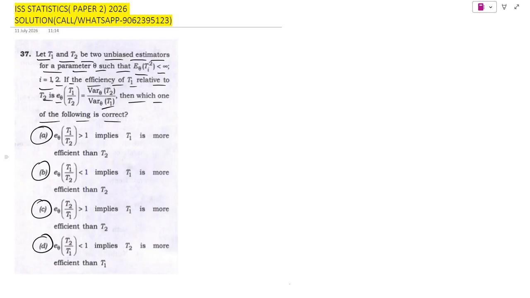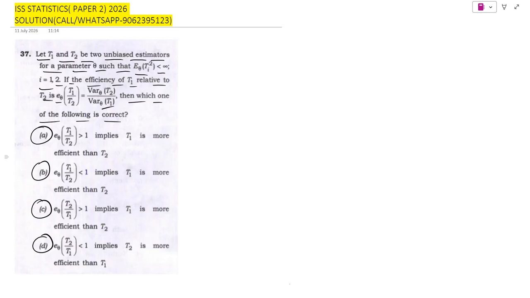Whenever you hear the word efficiency, don't think about formulas first. Think about precision. Imagine two archers aiming at the same target. One shoots arrows very close together, and the other shoots arrows scattered everywhere. The first one is more efficient because there is less variation. Similarly, smaller variance means greater efficiency.